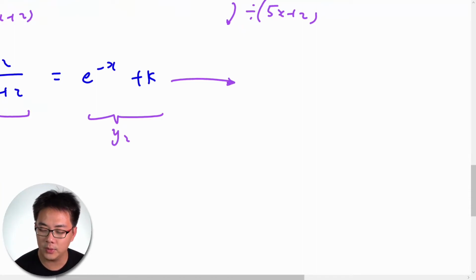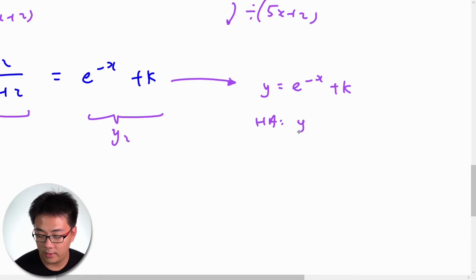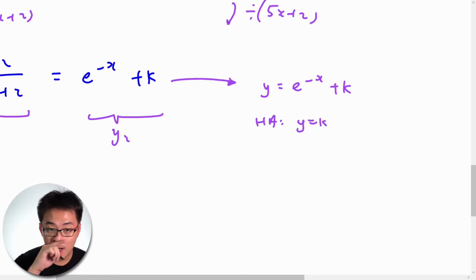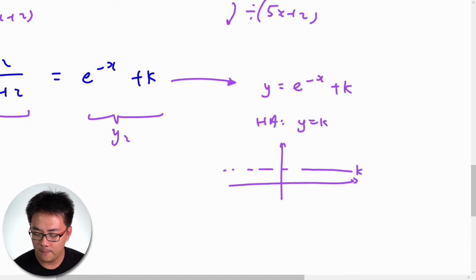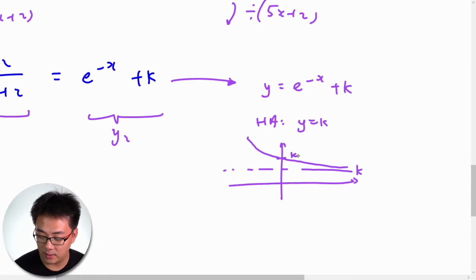If you're a J2 student, you should already know that y equals e to the minus x plus k has a horizontal asymptote where y equals k. And the general shape of this curve, you just key into the calculator. So if this is k, it will just be something like that. When x is 0, y is k plus 1. So this is the general shape that you look at.